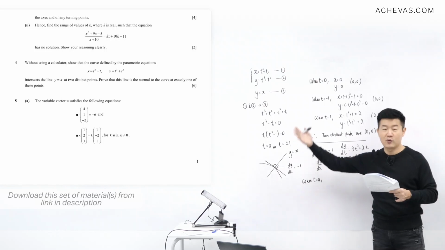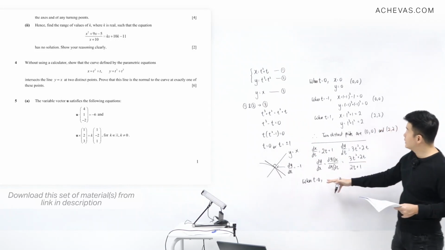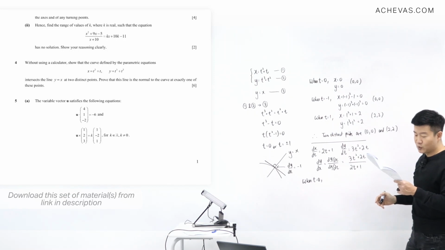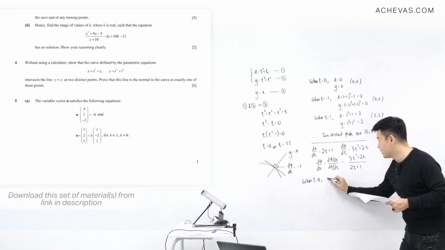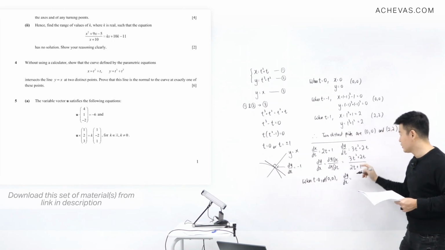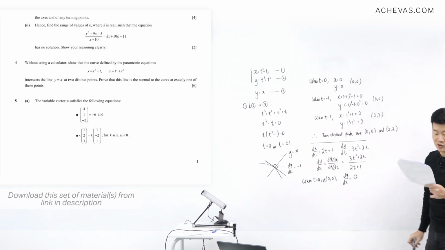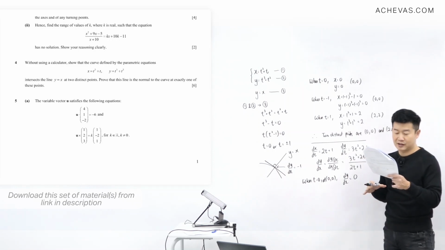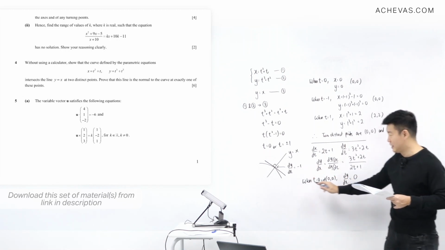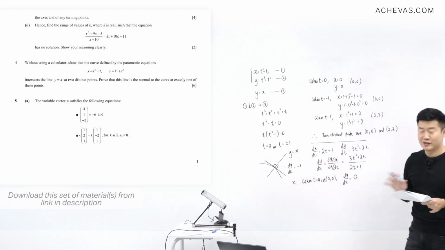Then we will be able to prove what the question wants us to prove. So when t is equal to 0, at the point (0, 0), let's check dy/dx. dy/dx here is just going to be equal to 0. I'm not getting a -1, so this is not the point. Let me just mark a cross myself. So this is not.